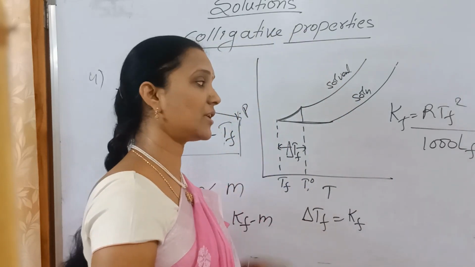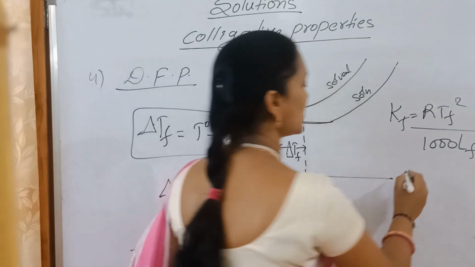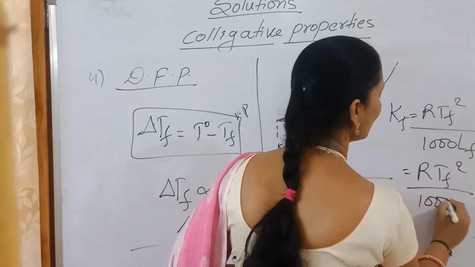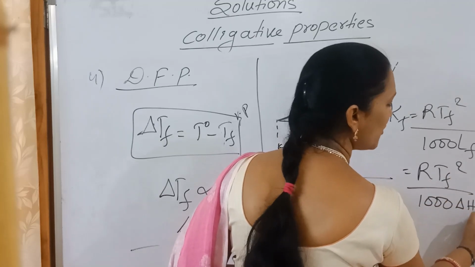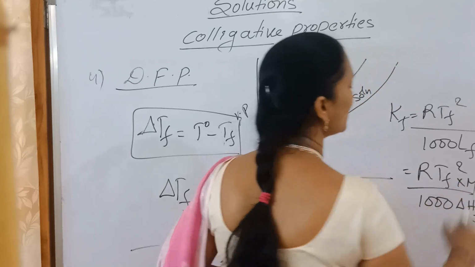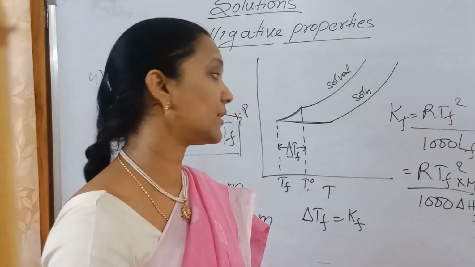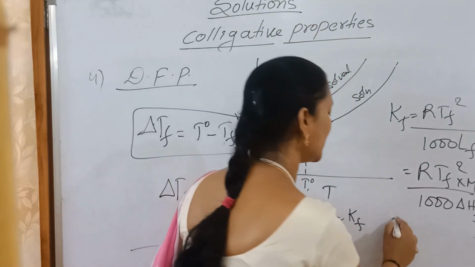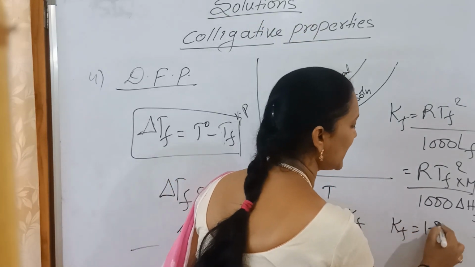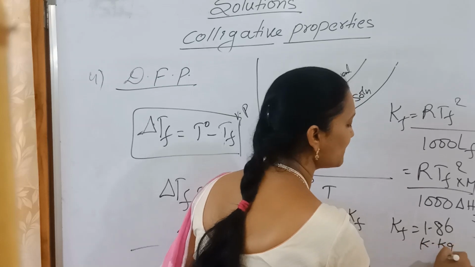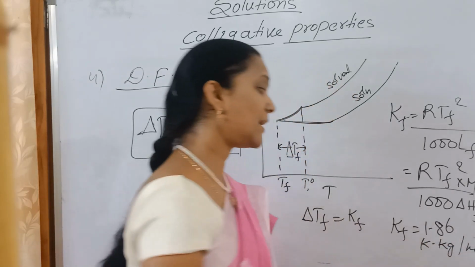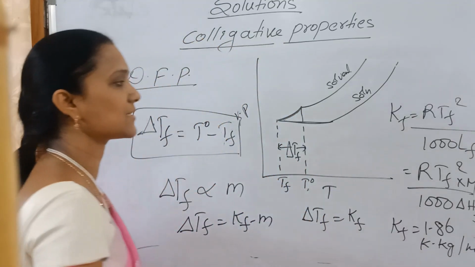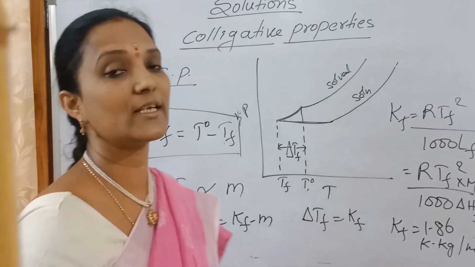Lf is the latent heat of fusion, just as there is the latent heat of vaporization. Instead of this Lf, we can use Tf square by 1000 times enthalpy of fusion by molecular mass, that is, into molecular mass. From solvent to solvent the molecular mass changes, so this value also changes. If water is the solvent, the Kf value is 1.86, units Kelvin kg per mole. Water Kb value is 0.52, water Kf value is 1.86. So this Kf value depends on the nature of the solvent.